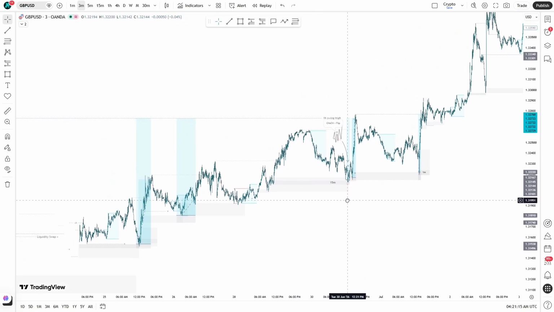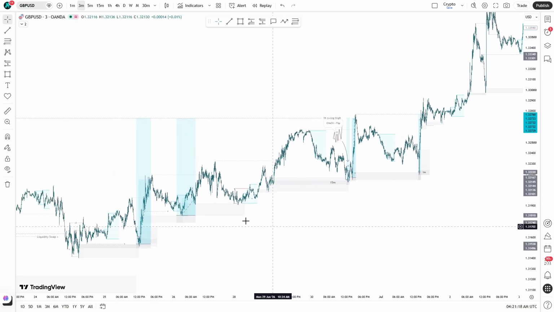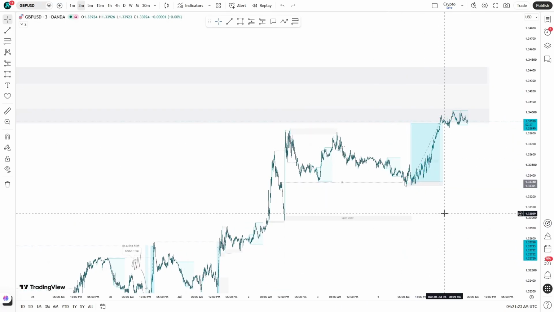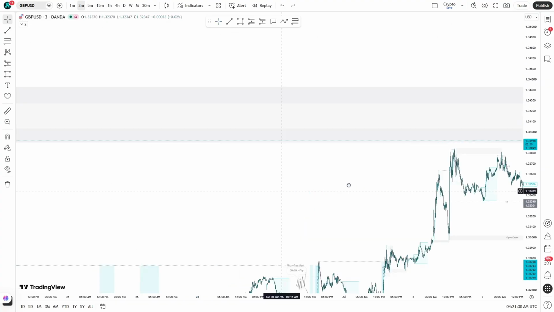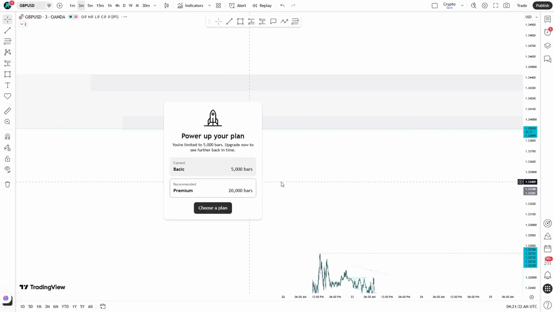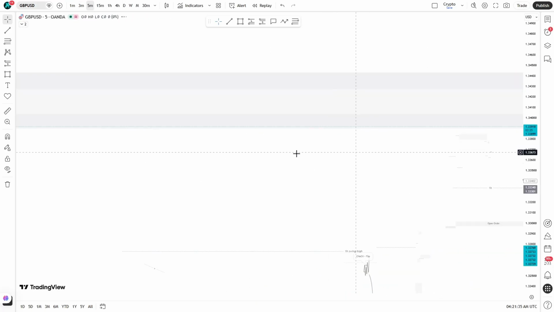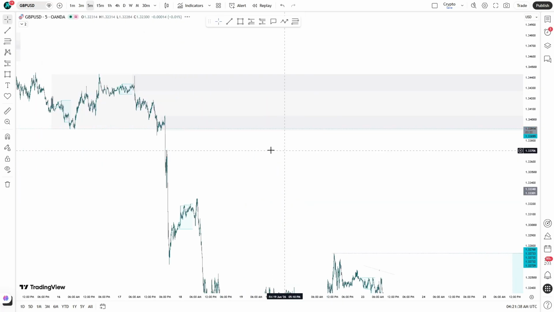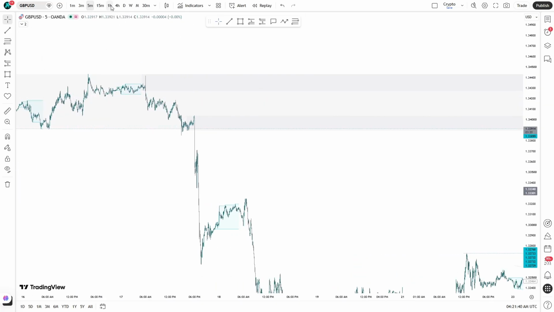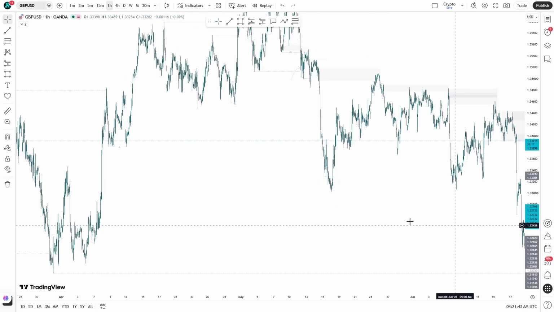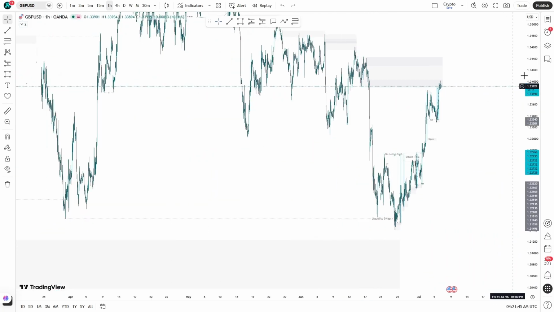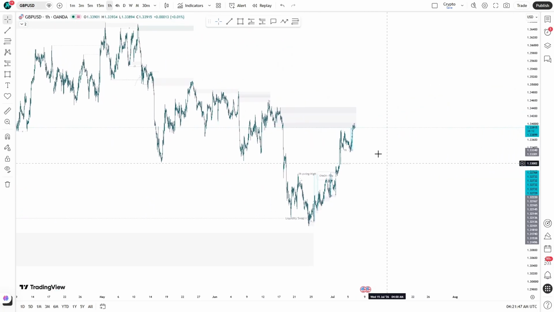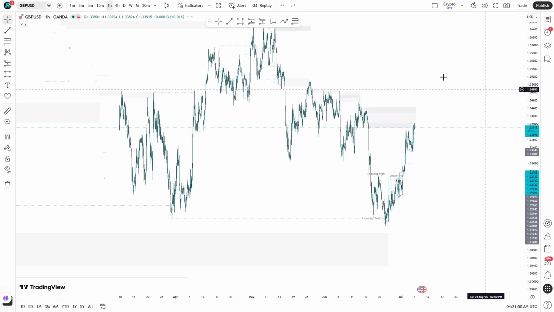That's about 5 trades or so. 1, 2, 3, 4, 5, 6. So that was it for this case study. So I'll go to the high time frame. Going back to the high time frame, let's do the last one.